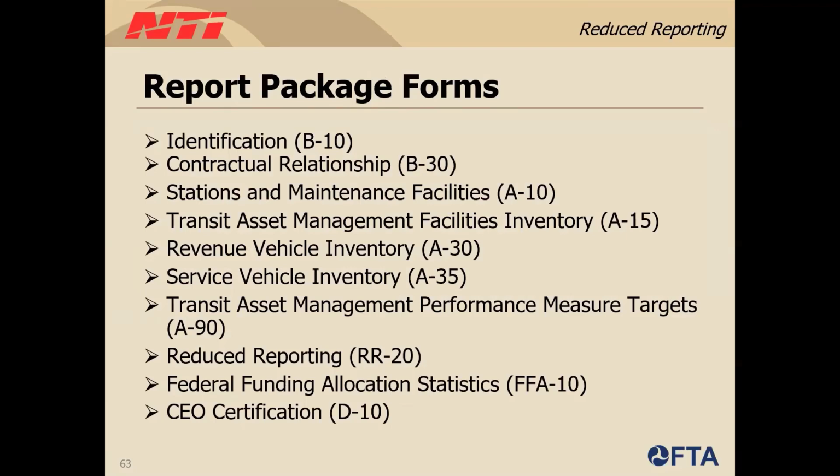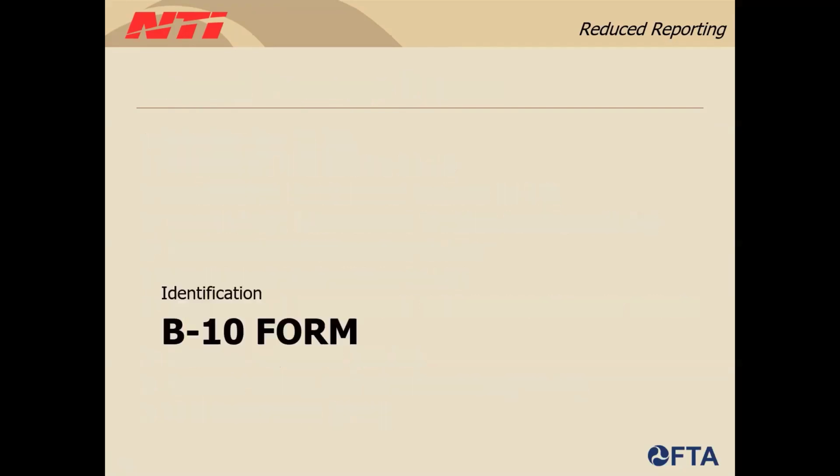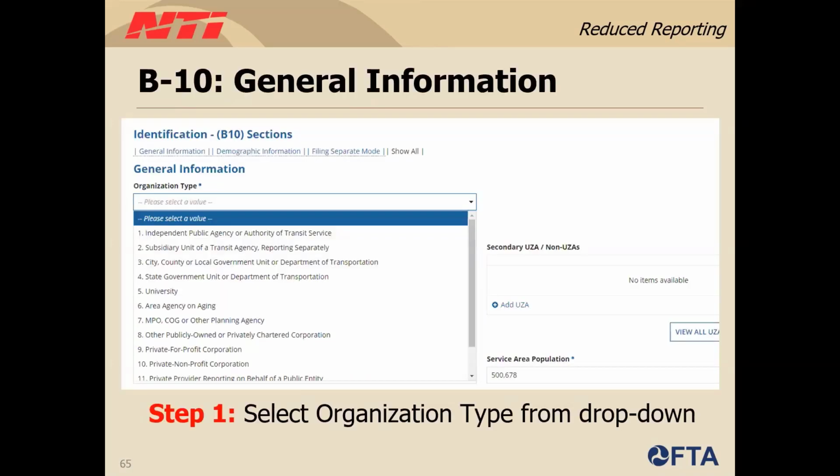This is a list of forms you will see in your report package, which we will review one by one. The first form in each report package is the B10 Identification Form. The first step on this form is to select your agency's organization type from the drop-down menu. Examples of available organization types include city, county, or local government unit, or independent public agency or authority of transit service.